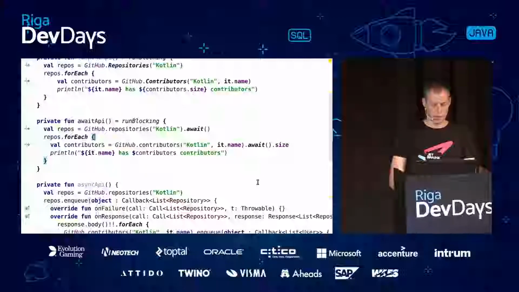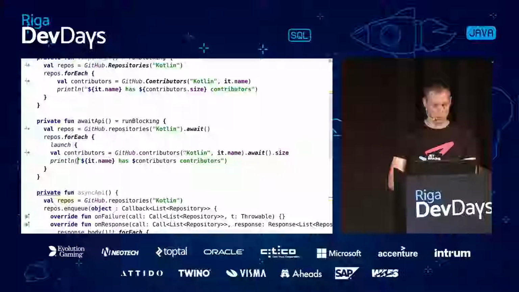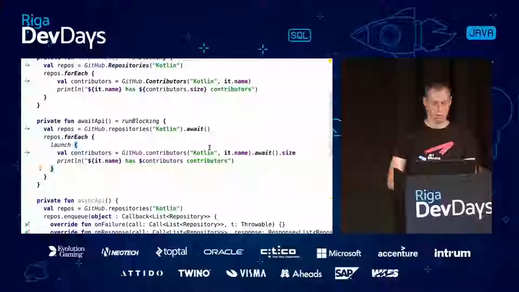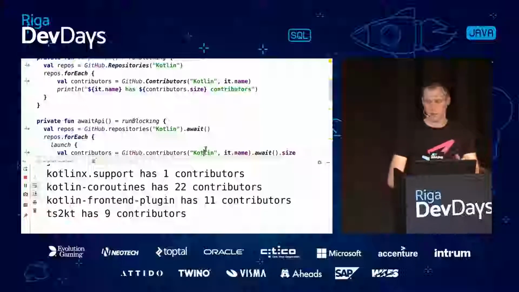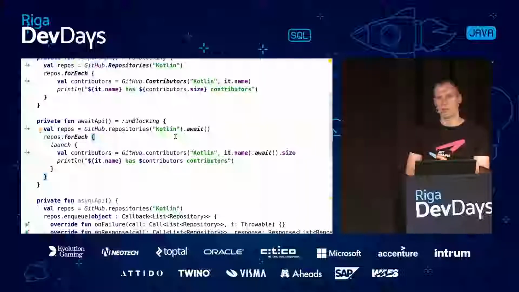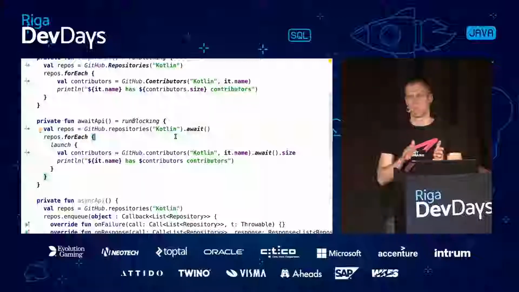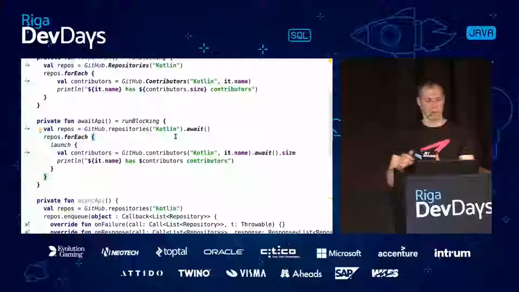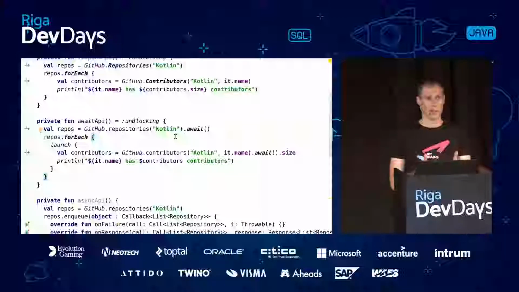In order to parallelize it, to make it asynchronous, we put the same launch block we've seen earlier inside the loop. If we run it again, it works much faster because all the requests are parallelized. So with coroutines, you decide when to make your code asynchronous or not. It's very straightforward and explicit, and it is an important property.